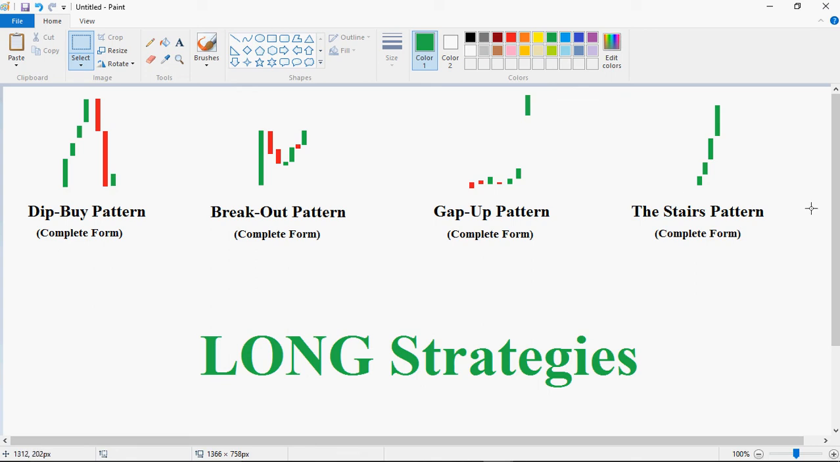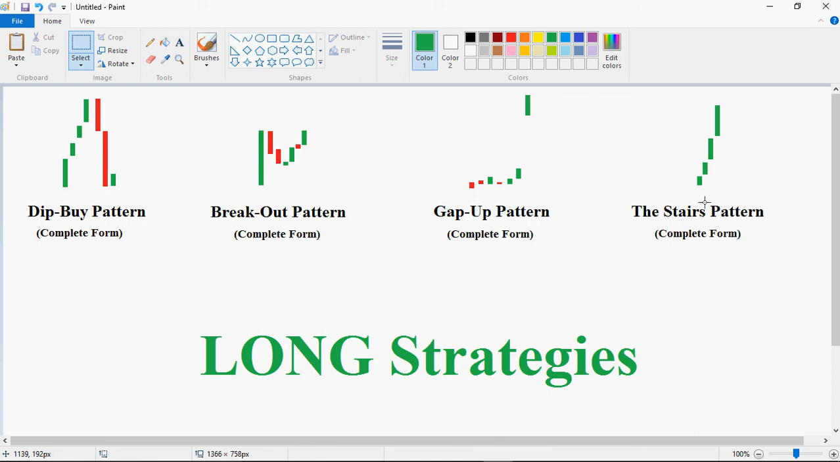Okay, the stairs pattern. People say higher high, higher high, or lower high. That's basically what they call it. But I call this the stairs. As you can see, green bar, like a stairs, and green bar again, green bar rising up. Okay. This is how it looks when it's completely formed.